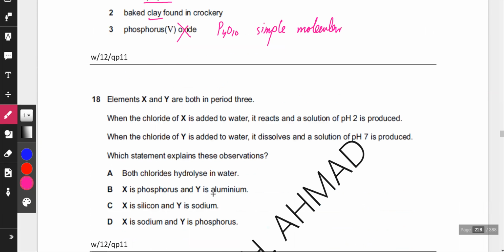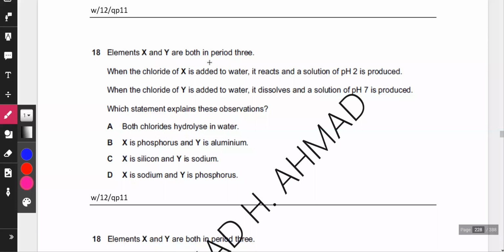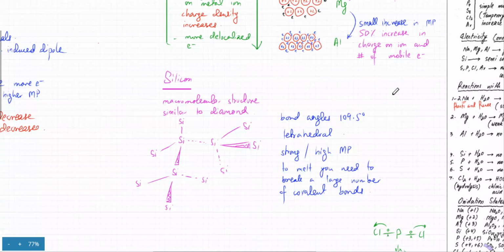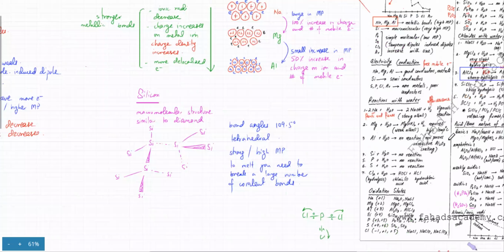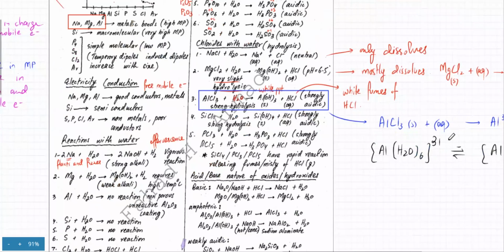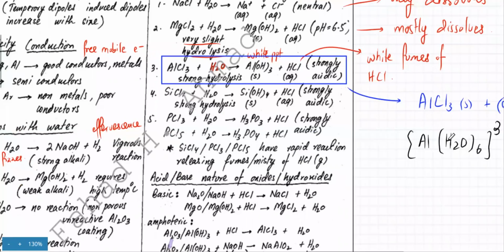Now next one. Elements X and Y are both in period 3. When the chloride of X is added to water, it reacts and a solution of pH 2 is produced. So the chloride is acidic. Whose chloride was acidic? It's either going to be phosphorus chloride, or, I mean, which chlorides were acidic? Let's have a look. Silicon chloride was acidic as well. Aluminum chloride was also strongly acidic.